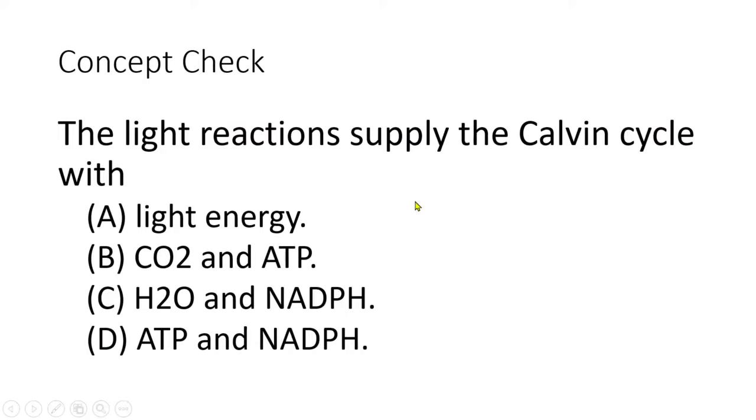Alright, so let's have some concept check. The light reactions supply the Calvin cycle: A. Light energy, B. Carbon dioxide and ATP, C. Water, NADPH, D. ATP and NADPH. The answer is it supplies ATP and NADPH.